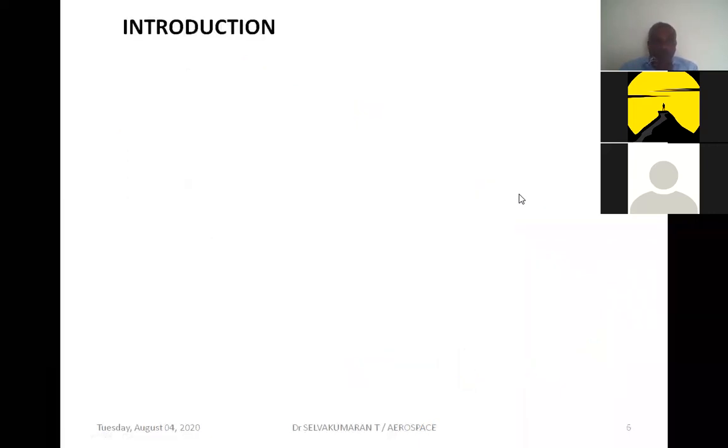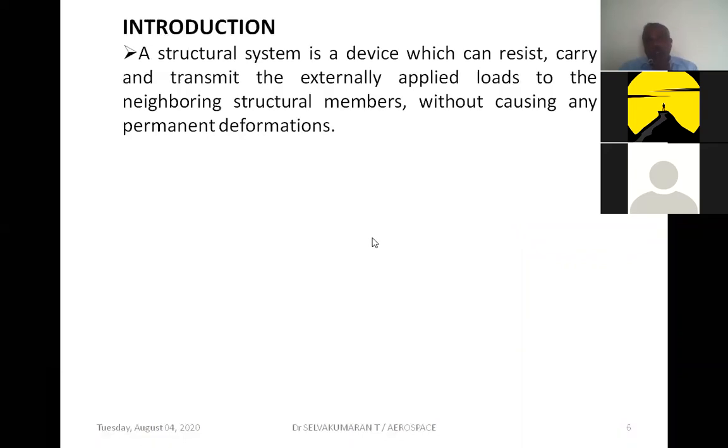So coming to the introduction part, as I told you, a structural system or aerostructure is a device which can resist, carry, and transmit the externally applied loads to the neighboring structural members without causing any permanent deformations. That means it should not cause any permanent failure to our structure. So whatever problems we deal with or discuss, we should remember that we are within the elastic limit. That is, the material has to obey Hooke's law. That is very, very important. We are not entering into the plastic region.